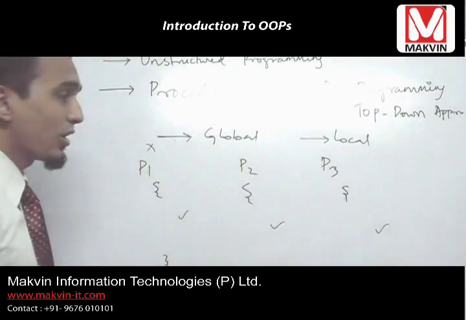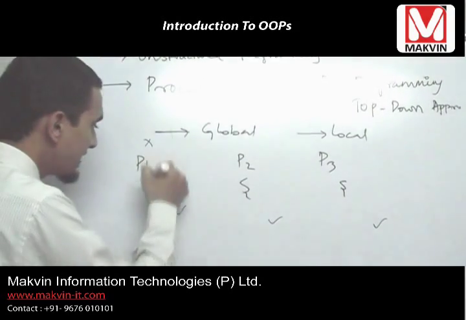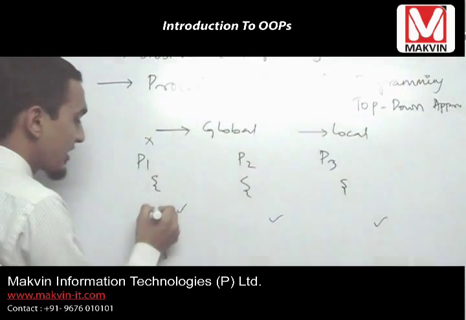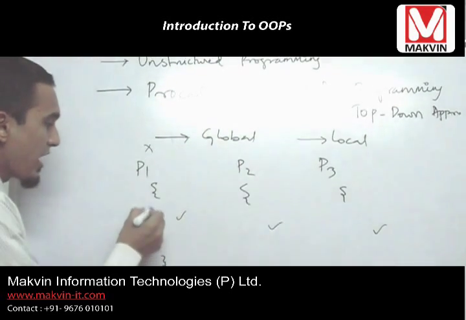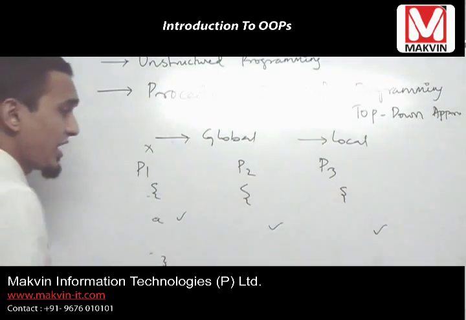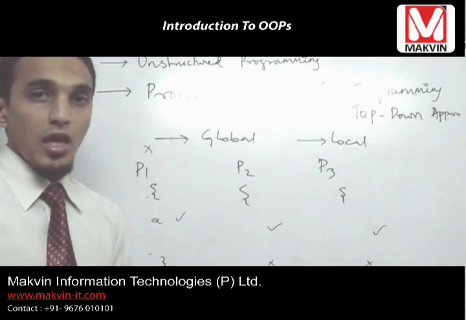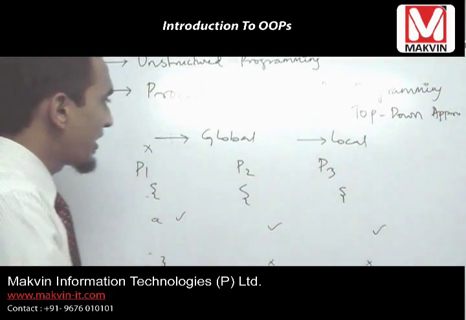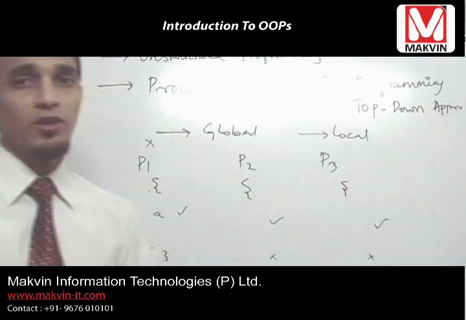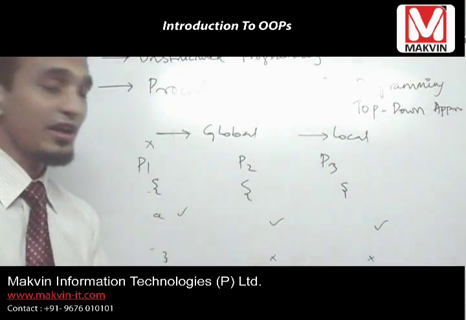Now coming to local variables, these are the variables which are declared inside the procedure, inside the function. If I say A, I can use this variable A only inside this procedure. I cannot use it here, nor here. So we have only two concepts: global variables which are used by all the procedures, and local variables used only by the specific procedure in which we have declared them.